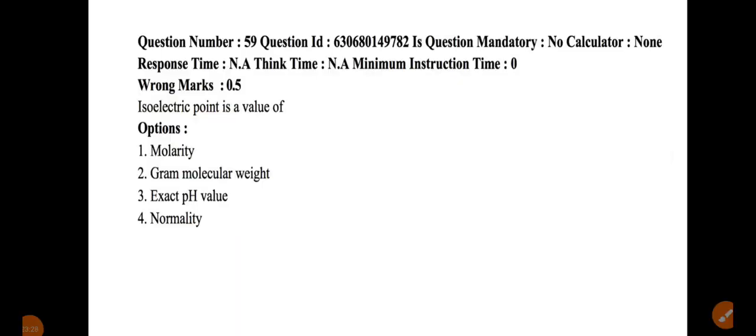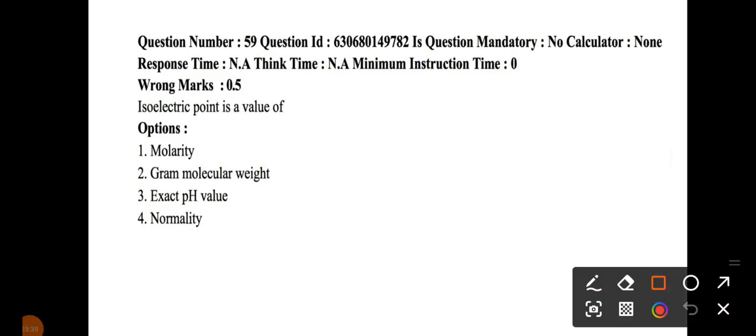Isoelectric point is a value of: the options are molarity, gram molecular weight, exact pH value and normality. We have just seen what the isoelectric point is. It is nothing but the pH value at which a specific amino acid or compound will be in the zwitterion form. That is the isoelectric point of a specific amino acid or any specific compound.